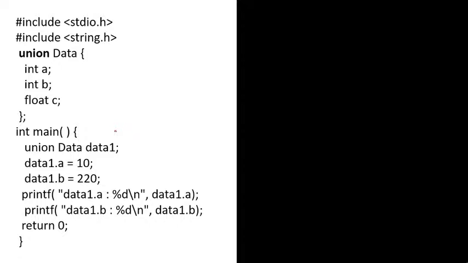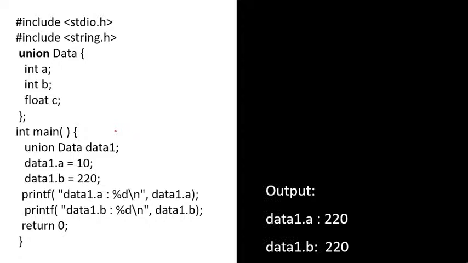I'm printing the data1 dot a value. So data1 dot a value also will have the same value. Data1 dot b also will have the same value because it was replaced. Right? Did you understand? So this is how union works. So the latest value will remain. The old values get replaced.